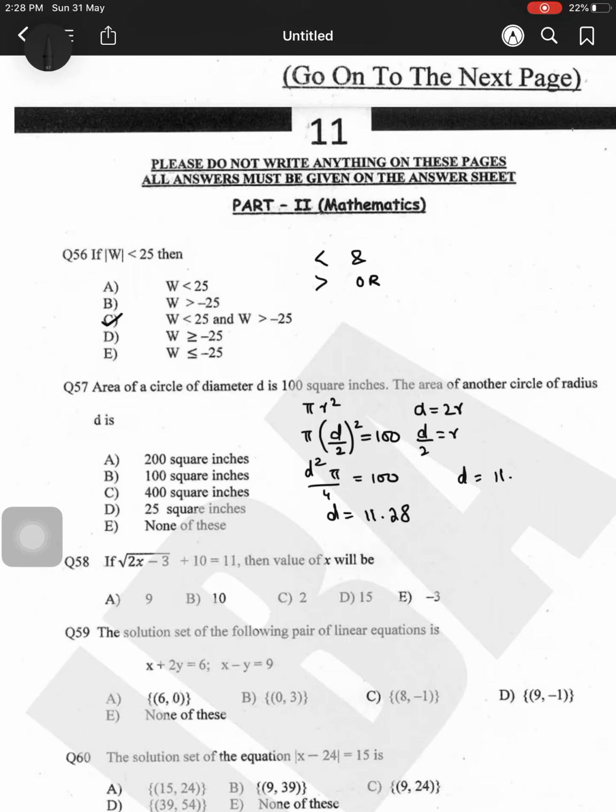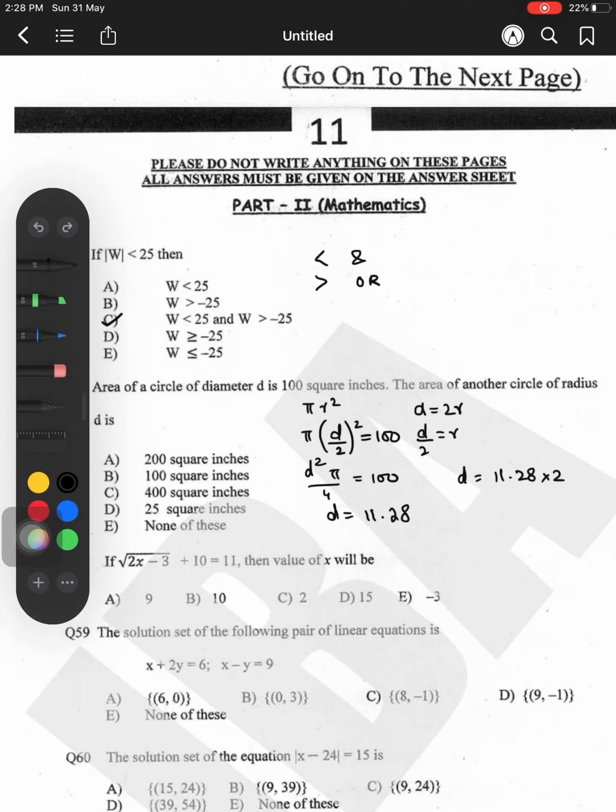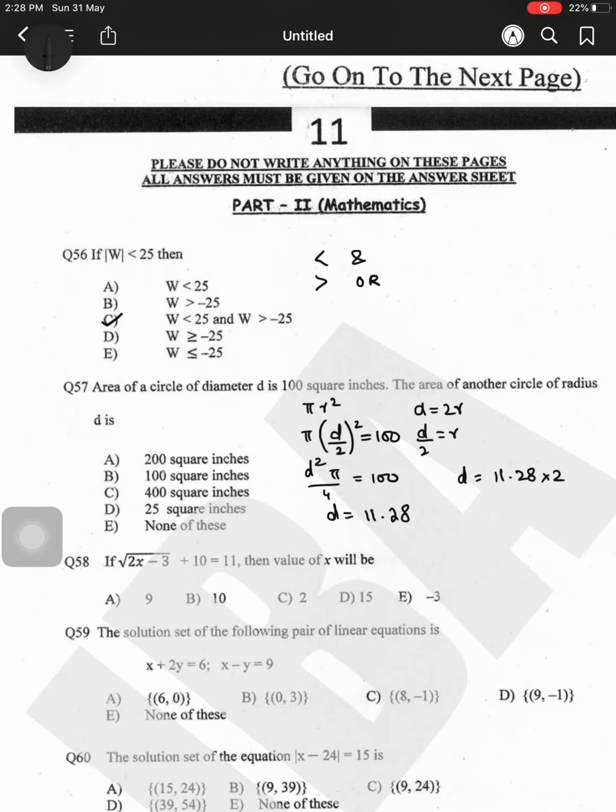Now we're going to multiply 11.28 with 2, which is going to give us 22.56. Now we're going to square this and multiply with pi upon 4. You should get 400 square inches, which is C.